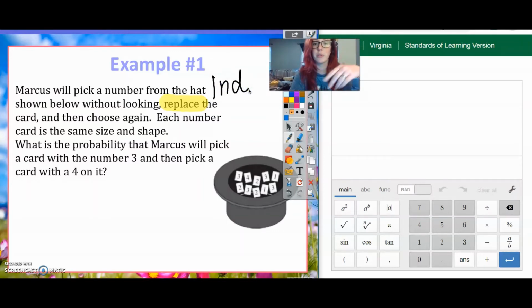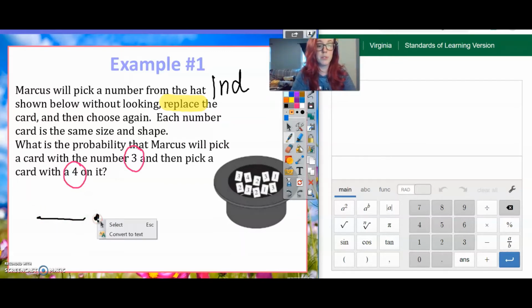Okay, now let's figure out what the two things are that he's trying to do. So what is the probability that Marcus will pick a card with the number 3 on it and then pick a card with the number 4 on it? So since we're doing two separate things here, that means that we're going to need 2 fractions. And this is where multiplying fractions comes in handy. So we're going to find the probability of finding a 3, and then we're going to multiply that by the probability of finding a 4. Okay? So the first part is going to be the same as everything that we did last week.